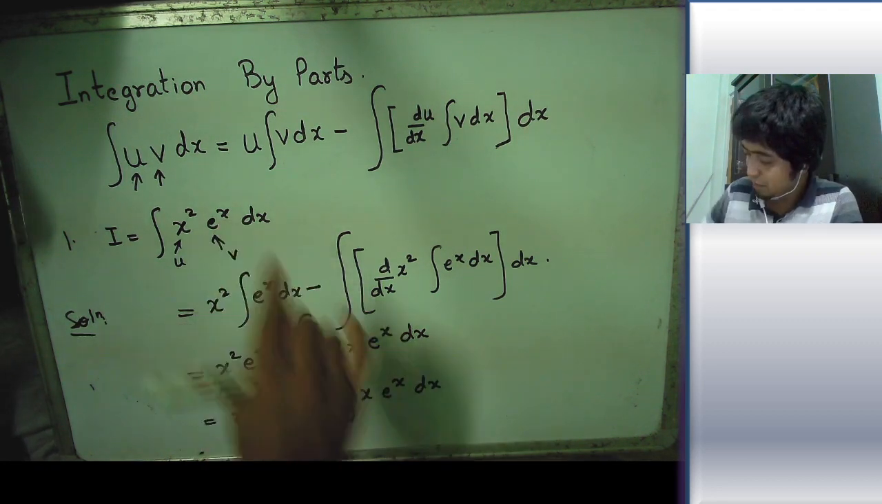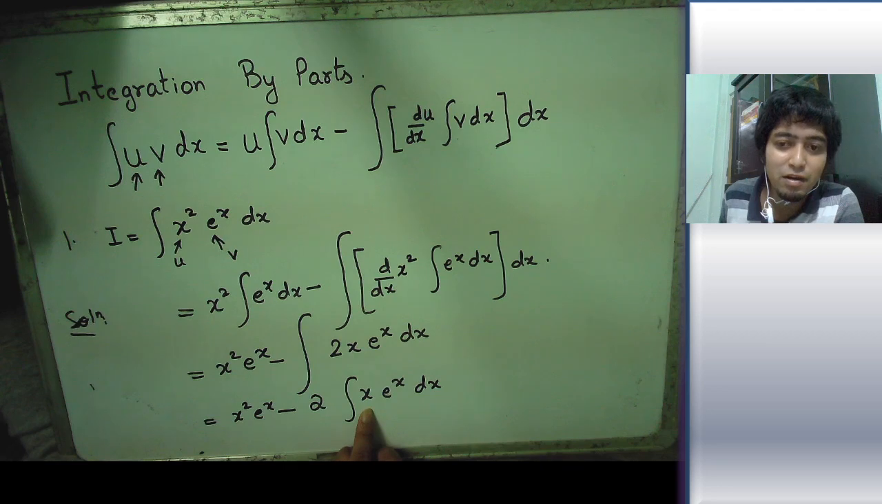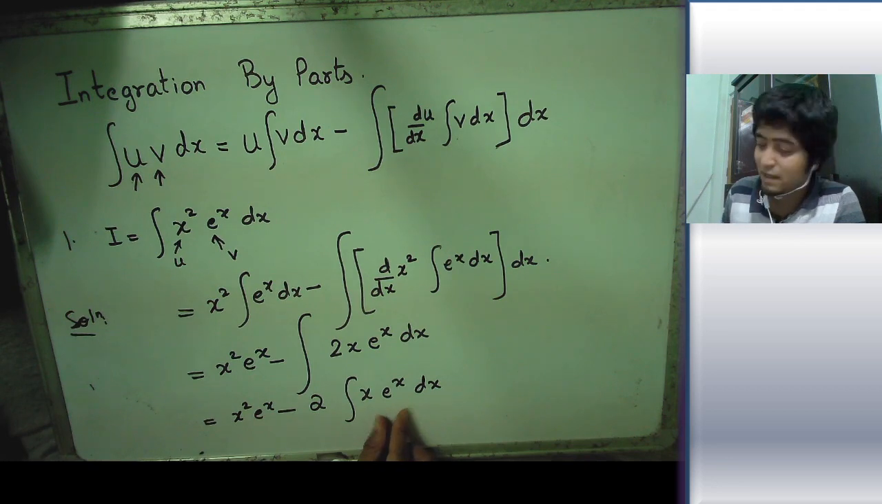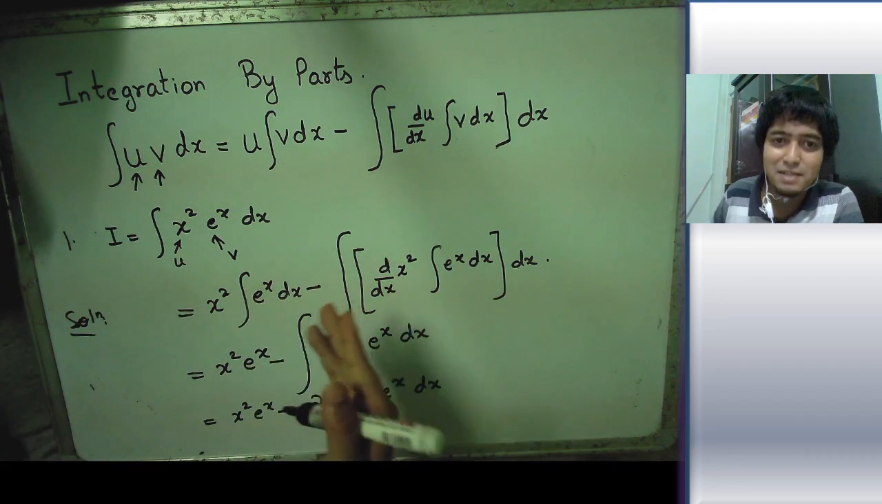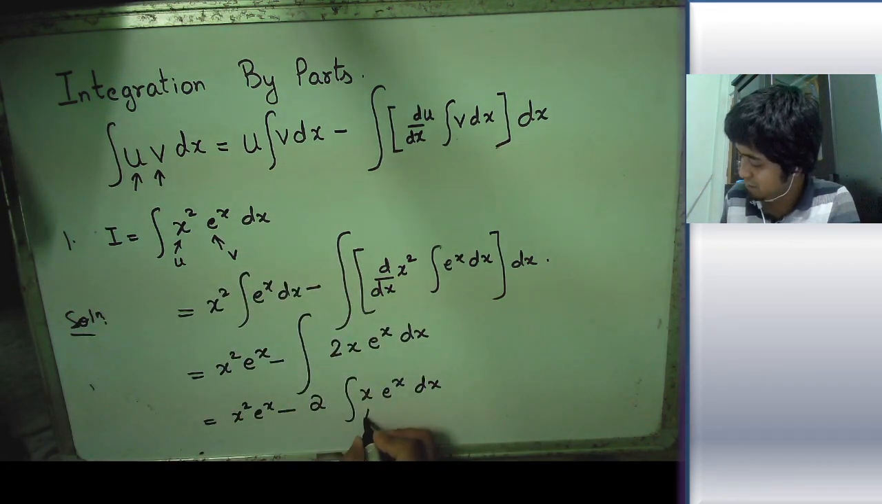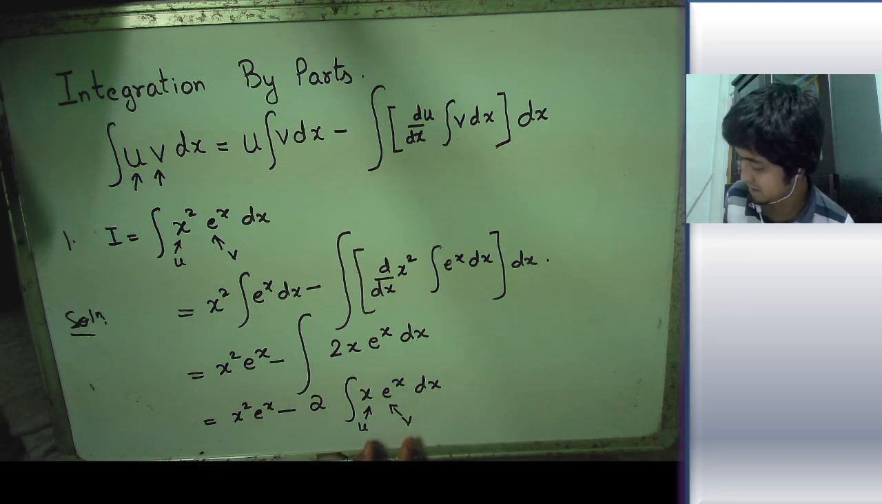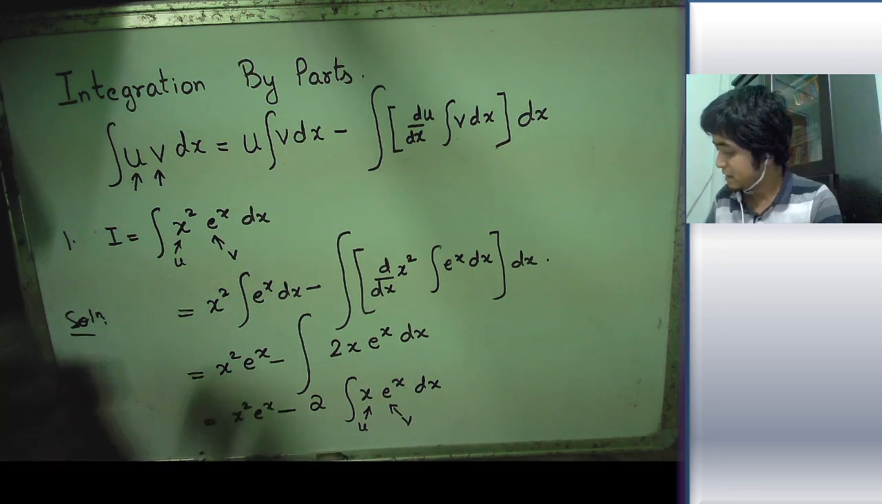So this is what you are having. Okay, but again, you notice that this one is in fact a product of two functions, x and e^x. So again, you will have to use integration by parts. If you use integration by parts, again, you will have to choose which one is u, which one is v. Algebraic comes first, and then the exponential comes later. So this is what we will be having.